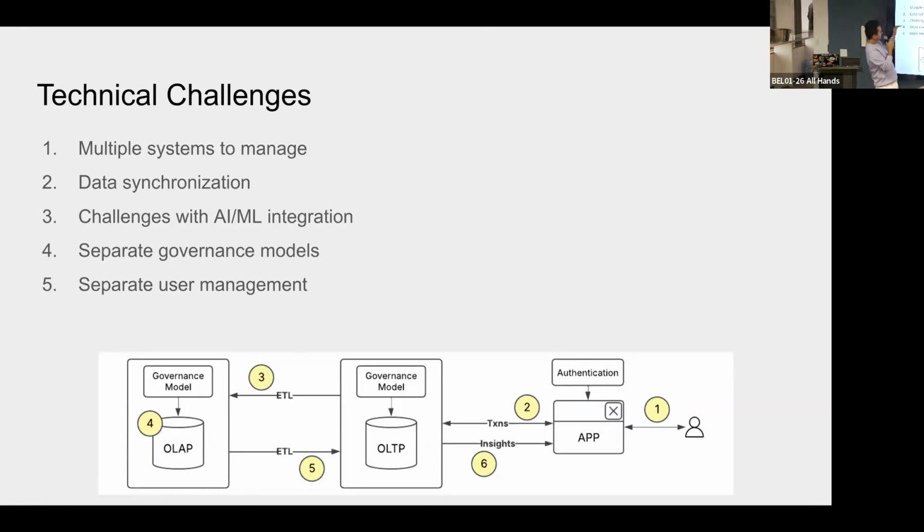The fourth and the fifth point are pretty much the same. They have separate governance models. So on the OLAP system, you manage your user access and data access in a separate manner than you would do it on the OLTP system.